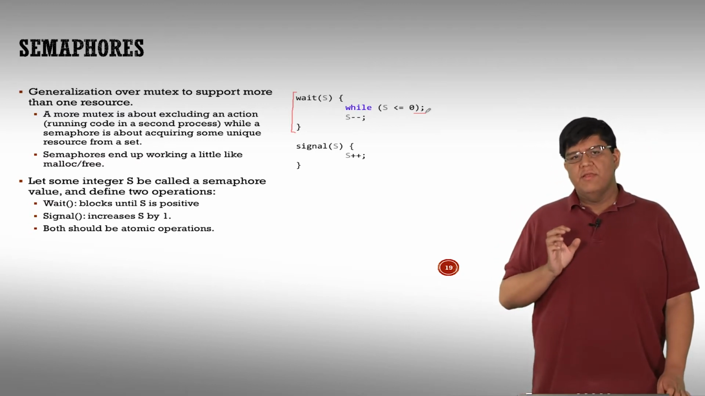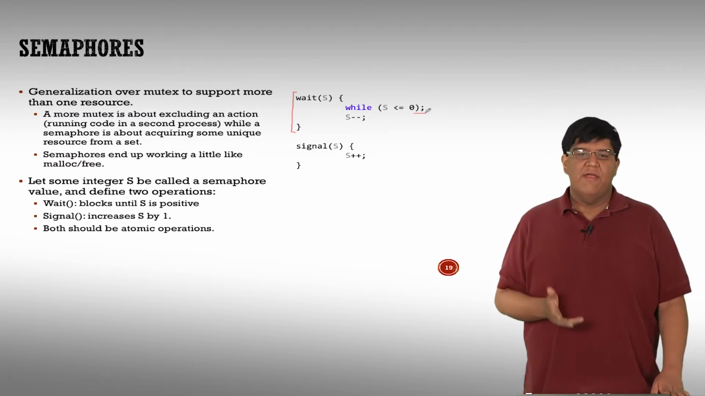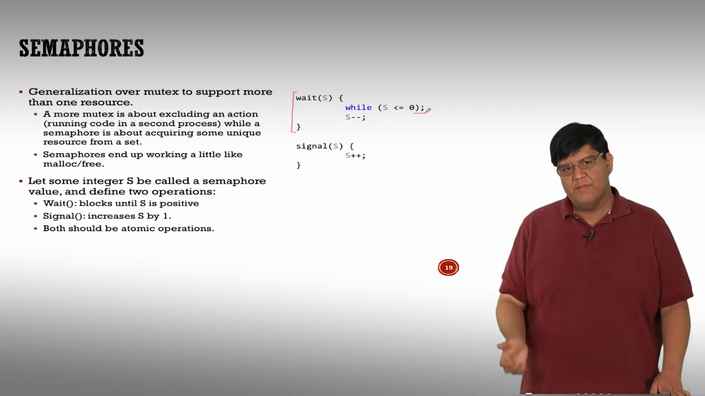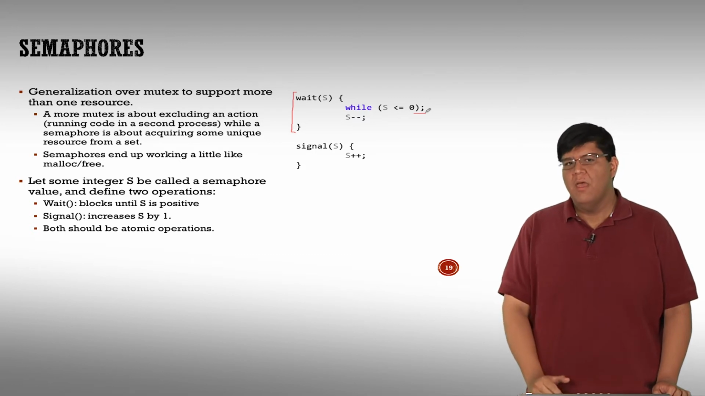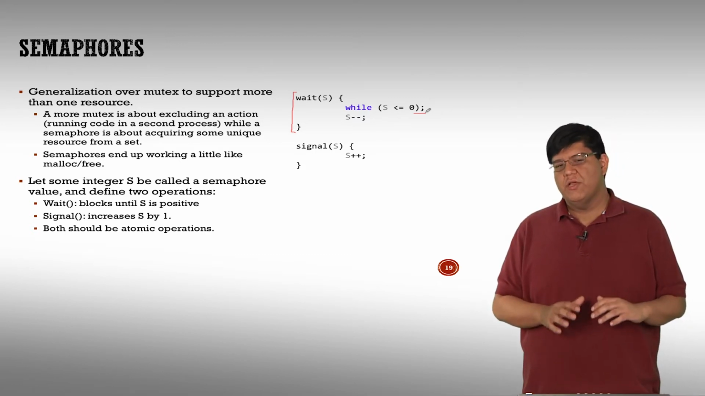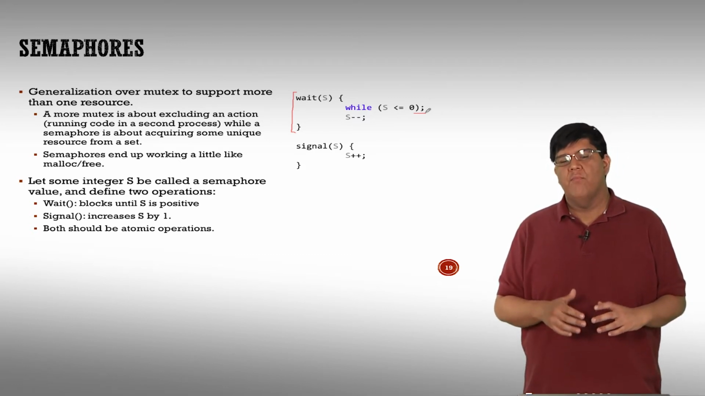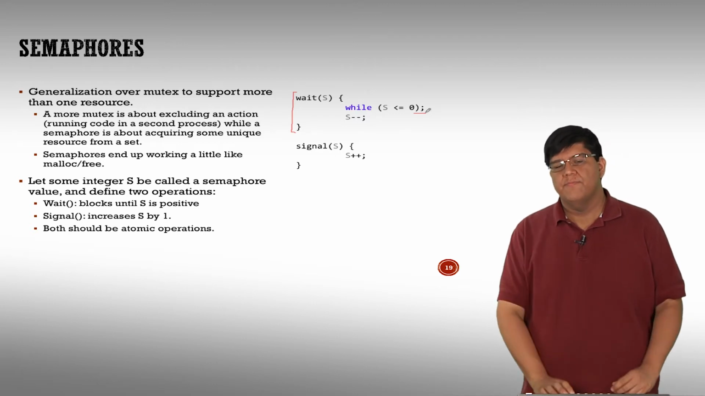All right, so signal is on the flip side. Signal basically says, okay, for S, I'm done working with that resource, so let me just do a plus plus on it to increase it by 1 and say, yeah, somebody else can use it. So that's our basic idea of a semaphore. It's a generalization of a mutex where we can have more than one resource being guarded.